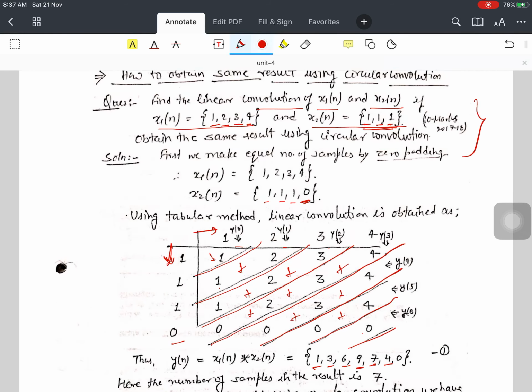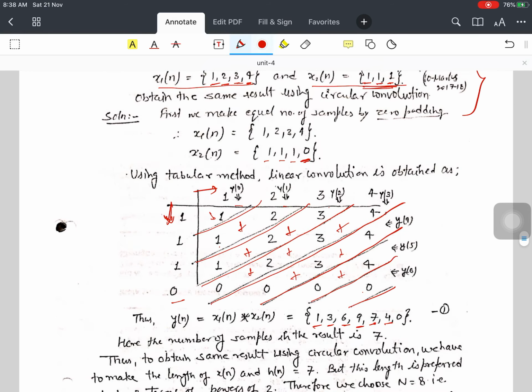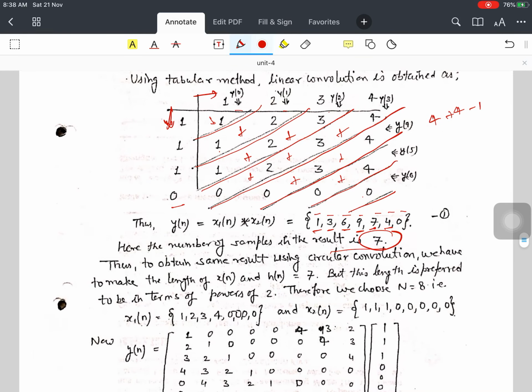So here the number of samples in the result is 7, because the number of samples is given by the number of samples in x1[n], that is 4, plus the number of samples in x2[n], that is 4, minus 1. So 7 is coming. You can check over here: 1, 2, 3, 4, 5, 6, 7 samples are there. Thus, to obtain the same result using circular convolution, we have to make the length of x[n] and h[n] equal to 7.